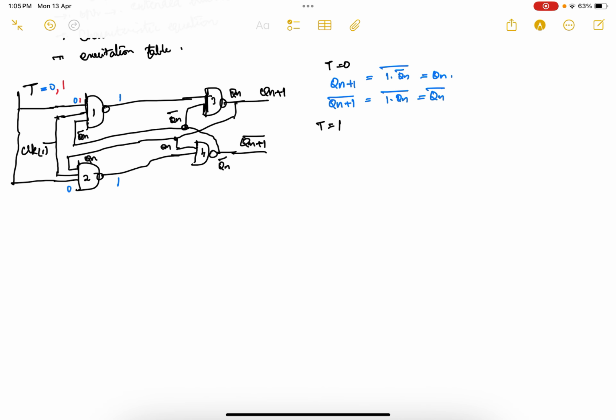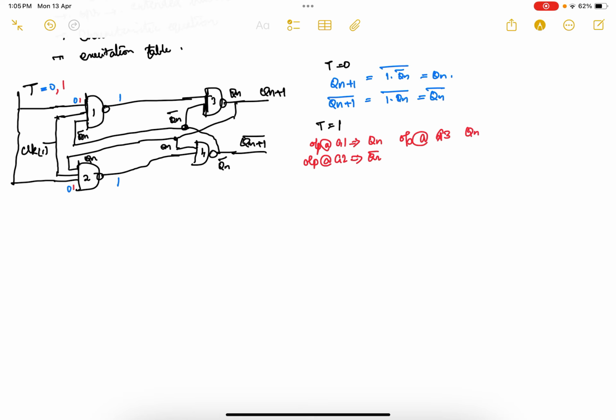So now the input on one of the gates is 1, here also the input will become 1. Now you want to check for the output at gate number 1. Output at gate number 1 is 1 into Qn bar, which is nothing but Qn bar. Similarly, output at gate number 2 is 1 into Qn, so your output will be Qn.